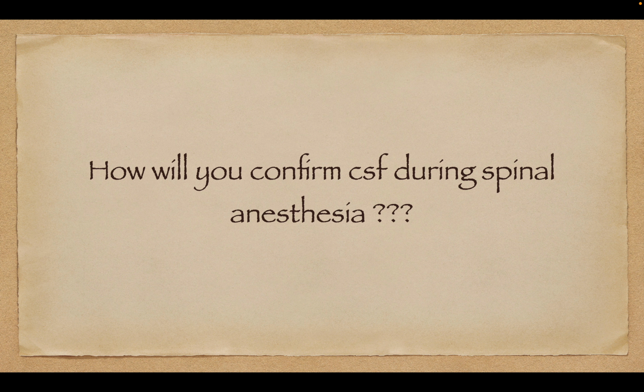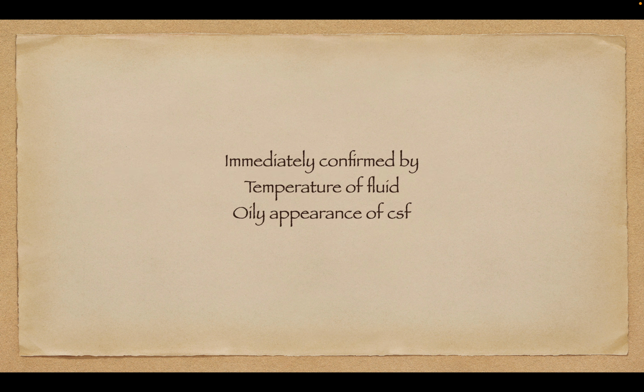How are we confirming that we are in the subarachnoid space during spinal anesthesia? As we are practicing spinal anesthesia in the day-to-day of our practice, how are we confirming it? We can confirm that after introduction of the spinal needle, the fluid that comes back through the spinal needle is CSF or not, immediately at the bedside by two procedures: the temperature of the fluid and the oily appearance of the CSF.